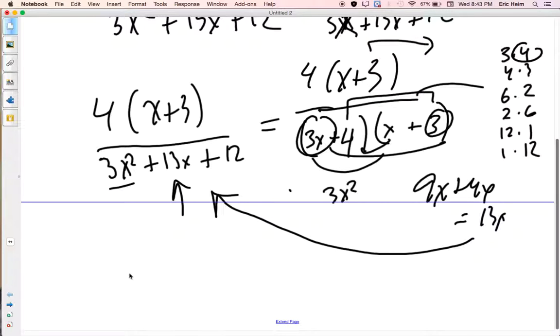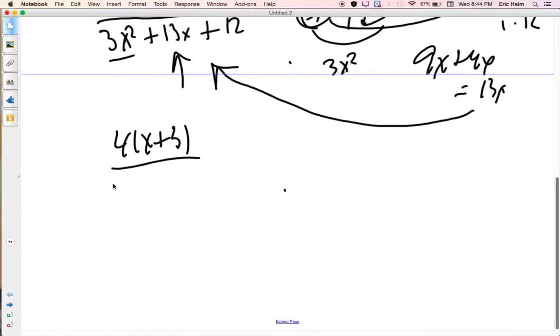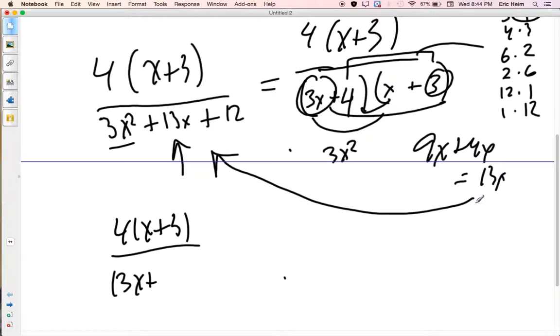So here's what we've discovered. 4 times x plus 3 is on top. And then we have 3x plus 4 on the bottom times x plus 3. And again, here's how I knew how to do this. I knew we were probably going to try and factor out the x plus 3. That was the clue.